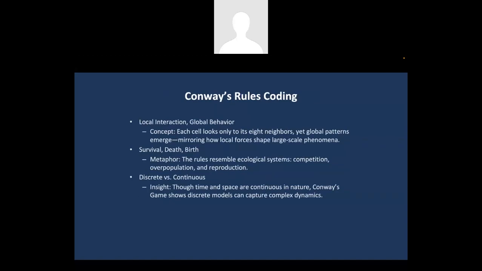We have rules of coding: local interaction, global behavior, and survival, death, birth. In the metaphor, the rules resemble ecological systems: competition, overpopulation, and reproduction. Discrete versus continuous: though time and space are continuous in nature, Conway's game shows that discrete models can capture complex dynamics.